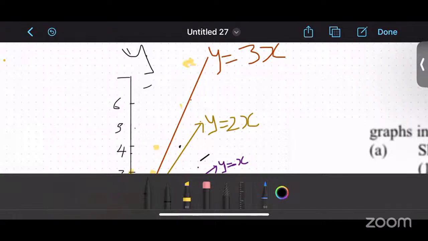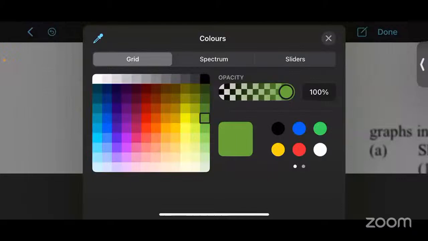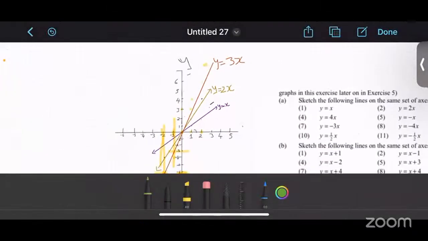And the next thing, you're going to connect the points. And let's try to pick a color. Let's take green. And I'm going to take my ruler there to connect the points. So let's see.